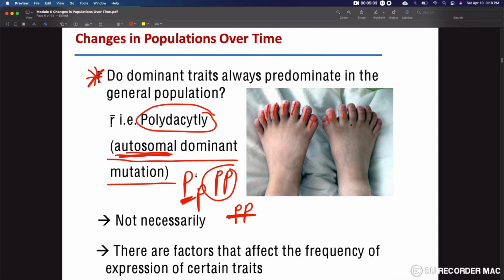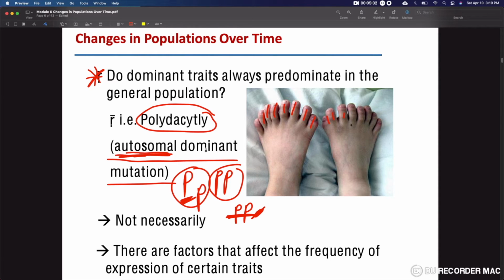So those two organisms will express polydactyly, will have multiple digits in their fingers. But only this organism will not express that character. It's a dominant character. But imagine it, no? Why is it that polydactyly is not predominant in our population?